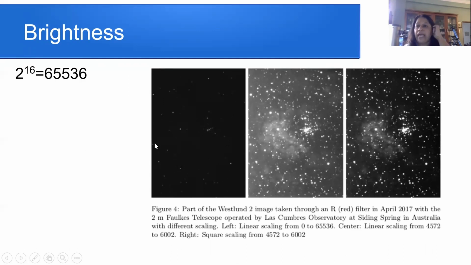So in astronomy, we actually play around with image displays. We try to see how we can display our image in a much more effective and beautiful manner, which actually shows out. For example, here I've shown an image which rescales the original image such that you're only taking counts from 4,572 to 6,002. So you rescale your image. You can rescale it linearly over here, and then there are other techniques, such as square scaling, which we have over here.